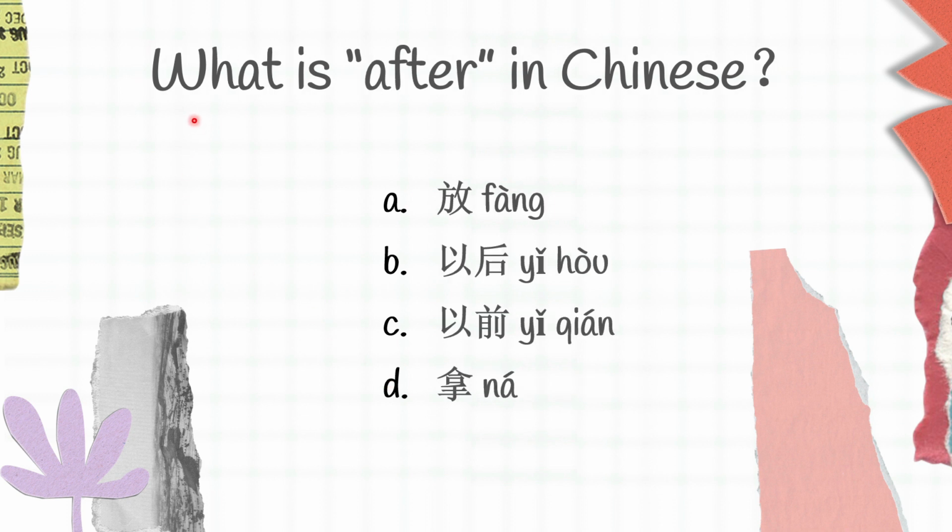The next question here, what is after in Chinese? So we have A. 放 B. 以后 C. 以前 and D. 拿. So which one do you think is the right answer here? 放 is put, 以后 is after, 以前 is before, and 拿 is take. After in Chinese is 以后.